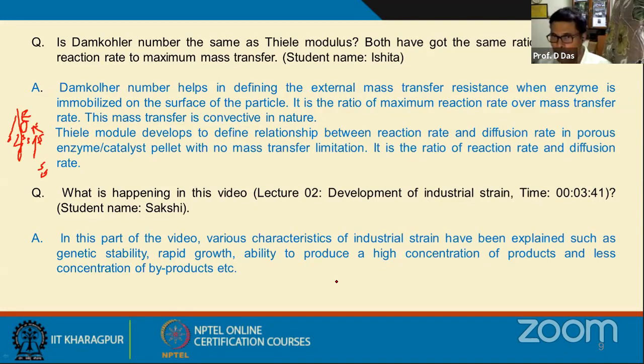Another is high fermenting power, that is also required. So these are the typical characteristics of the industrial strain. I hope you understand that.